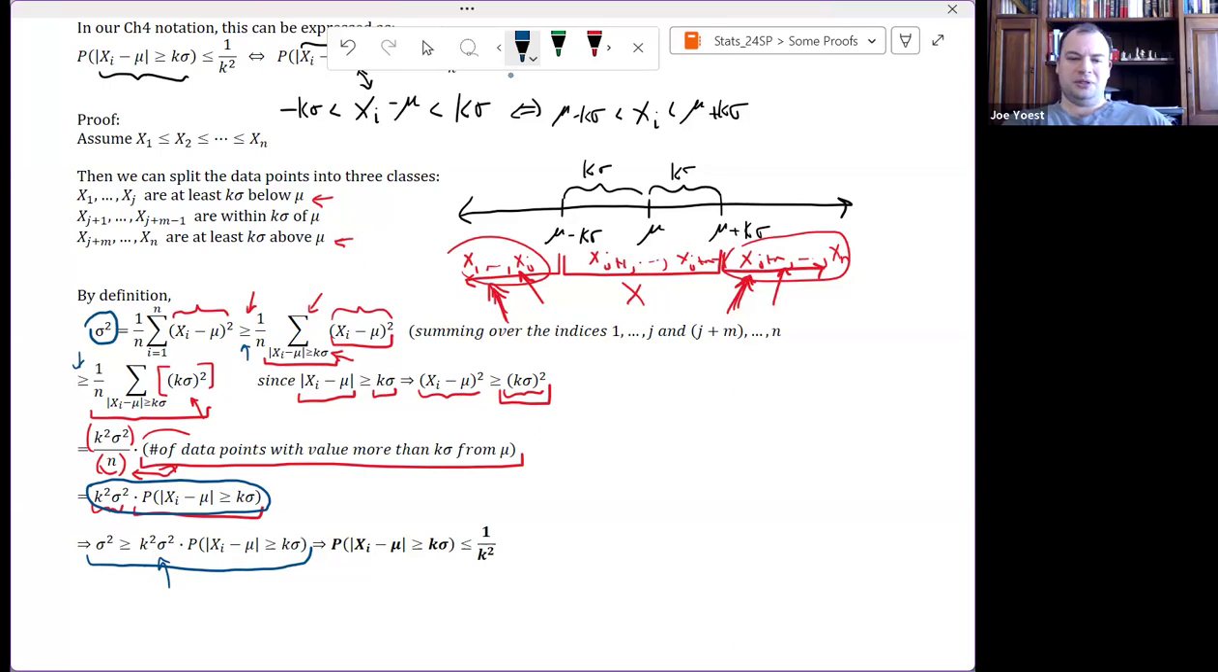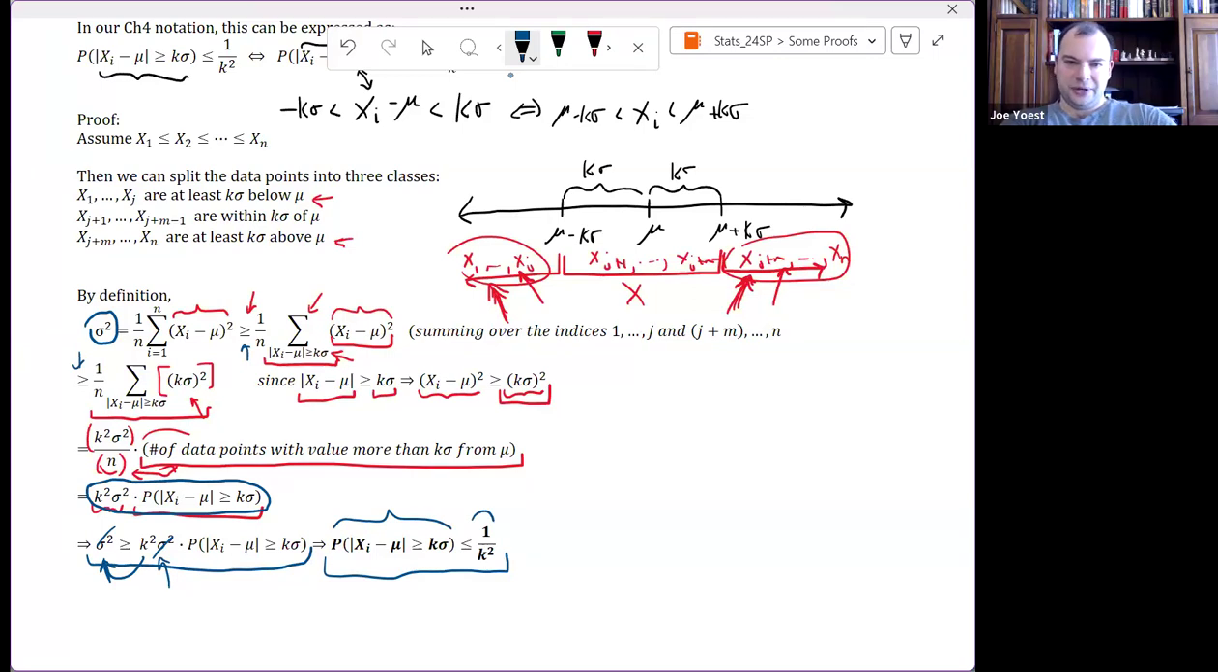Of course, if sigma squared is 0, this is true, right? But we can divide through by sigma squared here. And these go away. And then we can divide through by k squared. And we get that the probability that a given data point has a value more than k standard deviations away from the mean, that's what this says, is less than or equal to 1 over k squared.